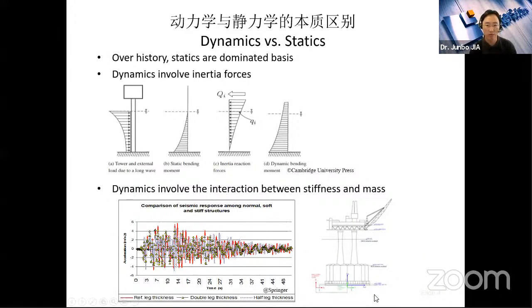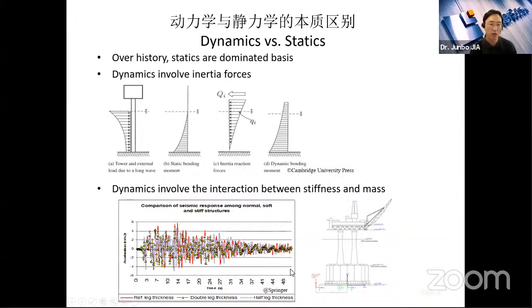So if you look at one structure, that's one of our designs for a GBS structure with the top side, and we try to investigate under the seismic loading or the earthquake loading, how the dynamic response will vary depending on the change of the stiffness of the cantilever beam. You can think about that.